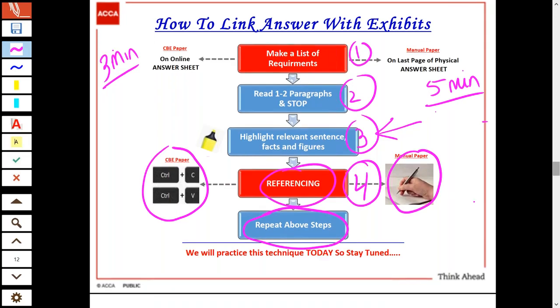Now sometimes it can also happen that you will feel that one point can go into more than one answer. You will feel that this point might fit into more than one question, maybe two questions. So you can write both question numbers in front of the paragraph. And CBE students, you can copy paste that sentence under both the questions. So just identify and pick up important information. Rest everything is done.